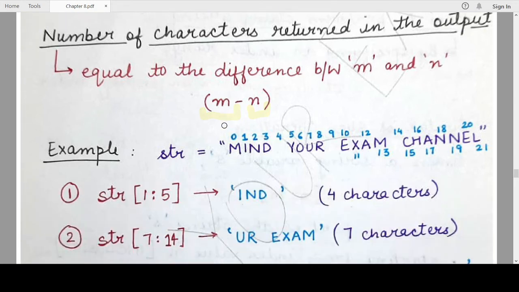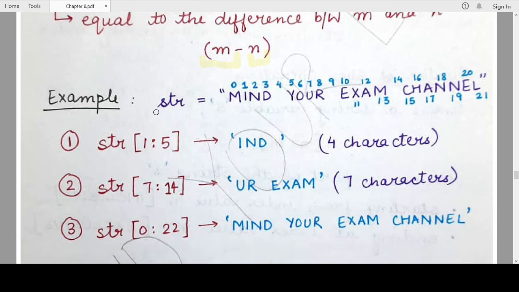Okay, so coming to the example, suppose we have a string variable named str which contains the string mind your exam channel. Okay, now I have specified the index value of each character in light blue pen. So if we have this particular Python statement, str[1:5]. So what does this mean?